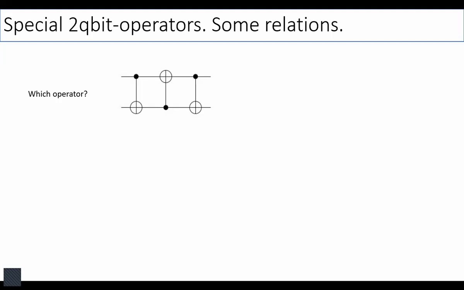And after this, we apply C naught. It will be 1, 0, because now this was 1, so we should apply not to the second. So not C and C naught do not commute.